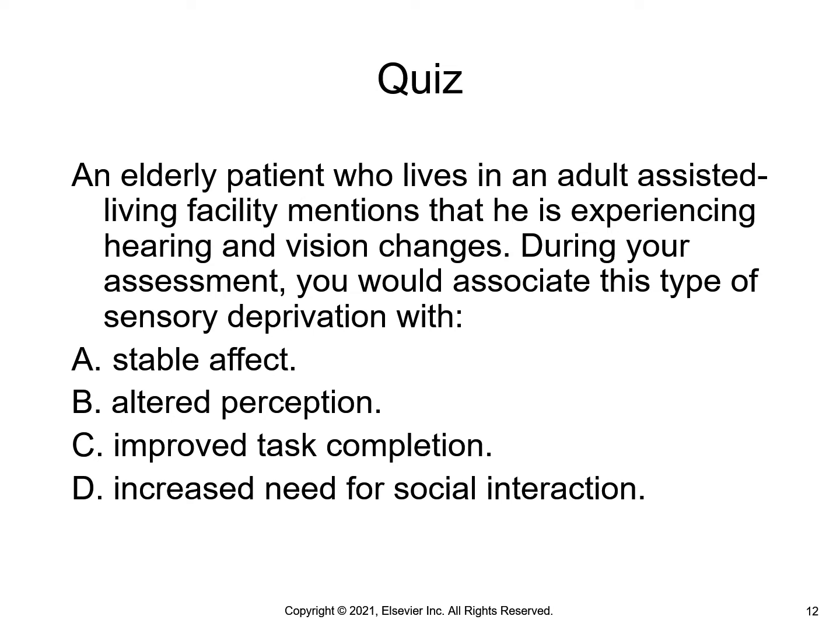An elderly patient who lives in an adult assisted living facility mentions that he is experiencing hearing and vision changes. During your assessment, you would associate this type of sensory deprivation with: stable affect, altered perception, improved task completion, or increased need for social interaction. The answer is B, an altered perception.